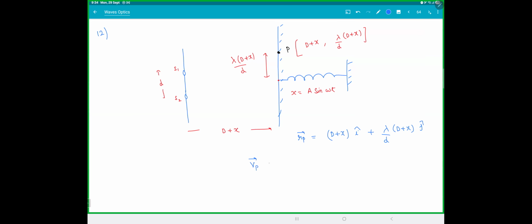Velocity of point P, differentiate this. dx by dt i cap plus lambda by d dx by dt j cap. This is (i cap plus lambda by d j cap) times dx by dt, and dx by dt is A omega cos omega t. Check. So be careful, P is also going left and right and up and down. It's actually going at an angle.